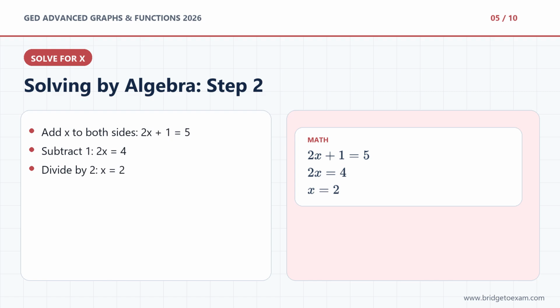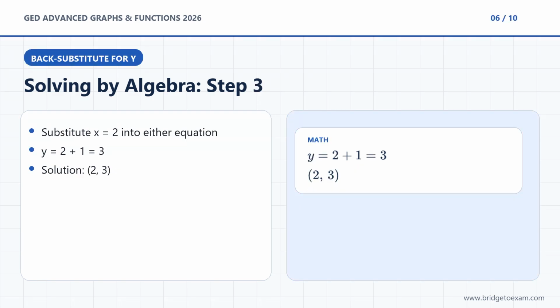Start with x plus 1 equals negative x plus 5. Add x to both sides to get 2x plus 1 equals 5. Then subtract 1 from both sides to get 2x equals 4. Finally, divide both sides by 2 and x equals 2. We found the x-coordinate of the crossing point.